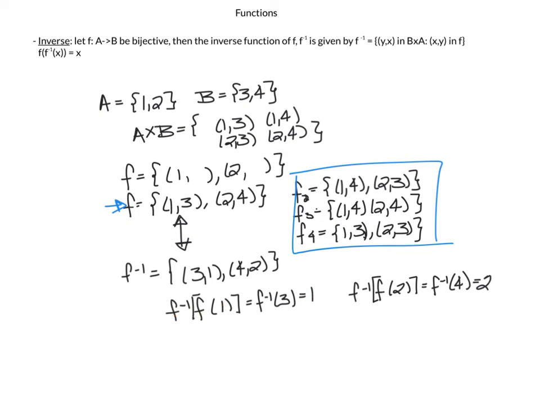So f inverse of f of x equals x. And you can also verify that for 2. F inverse of f of 2, so f of 2, 2 maps to 4. F inverse of 4 maps back to 2. And you can see how that works.